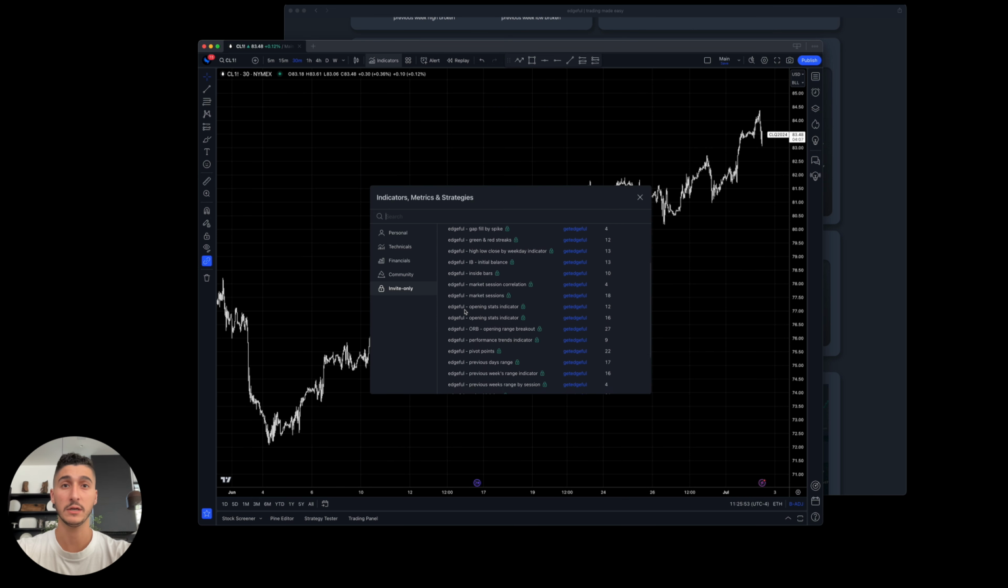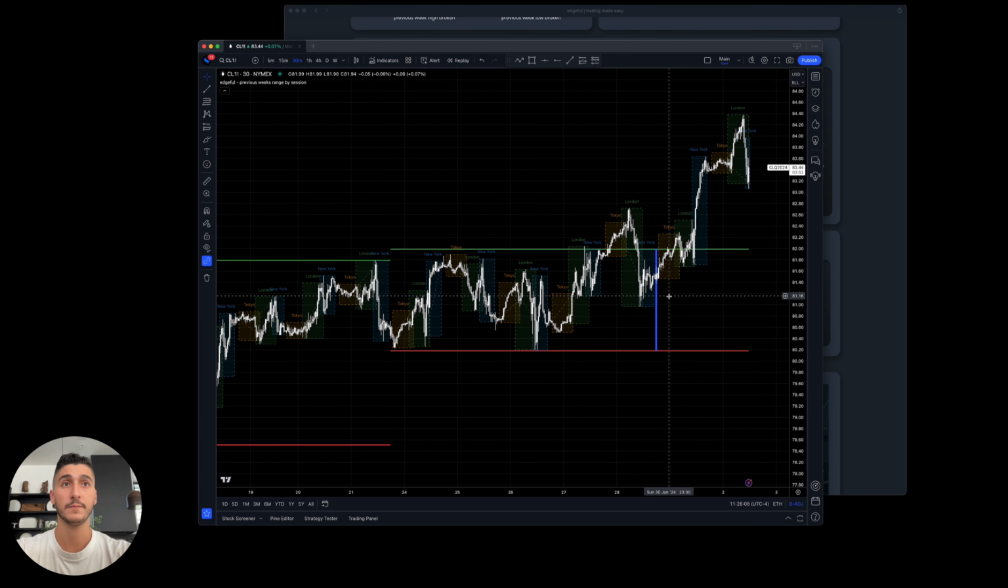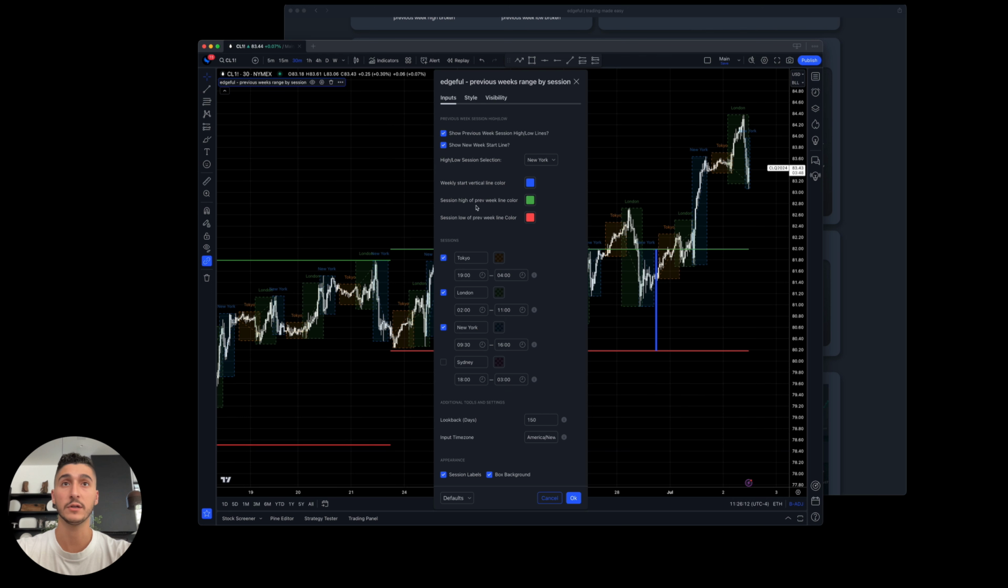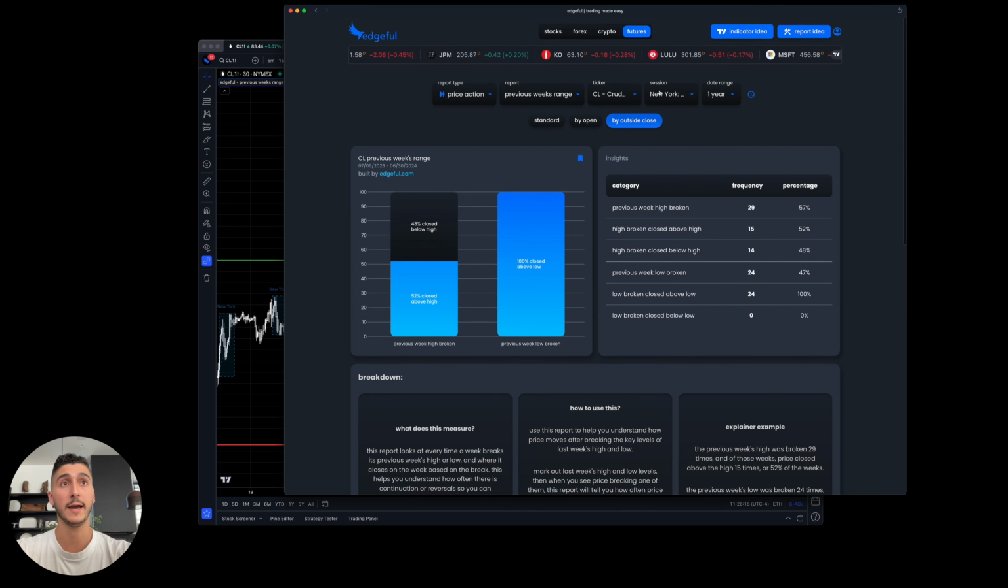Then you're going to see previous week's range by session. This is the one that you want to look at if you're looking at futures. If you're looking at stocks, you're going to look at this one, the previous week's range indicator. So I'm going to click on that. It's going to load up on my chart now. And what I'm going to do is go to the settings here, and I'm going to remove Tokyo and London. So I just have the New York session because I'm looking at the New York session here.